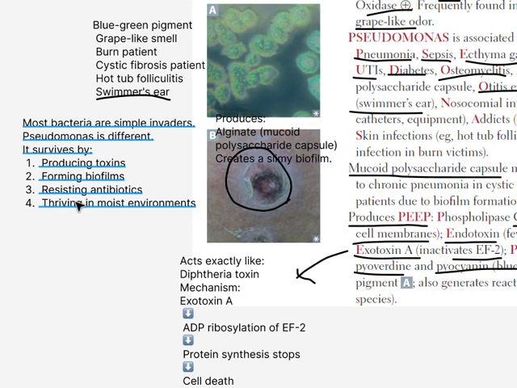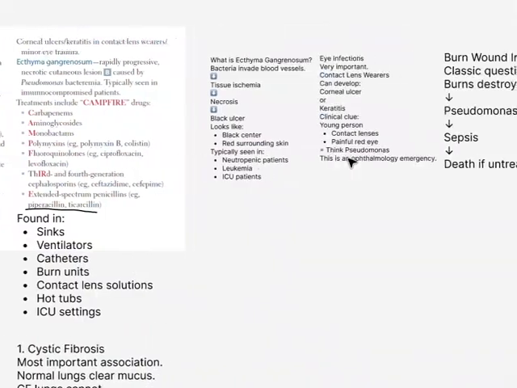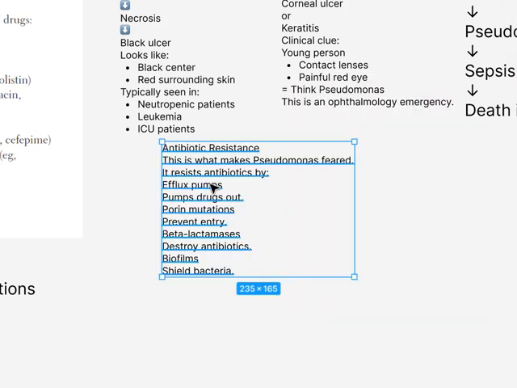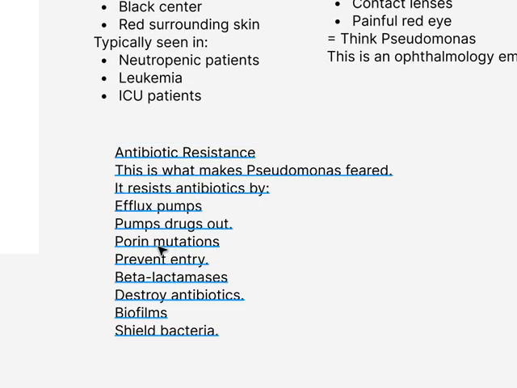So antibiotic resistance is also very important when we talk about this specific bacteria. It basically has a lot of things that protect it from the antibacterials. It has efflux pumps, which basically pump the drug out, so the drug can't affect the infection. It also has porin mutations. This basically prevents entry of the drug. And then it has beta lactamases, which basically destroy antibiotics, and it has biofilms, which basically shield the bacteria, right?